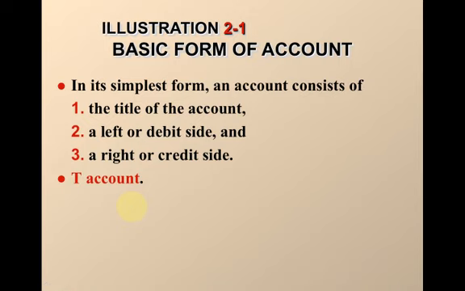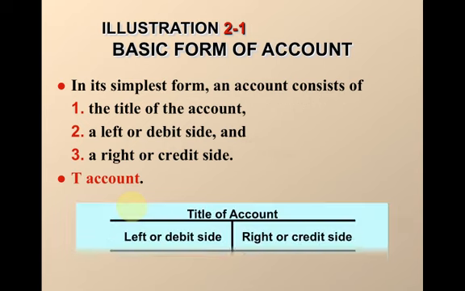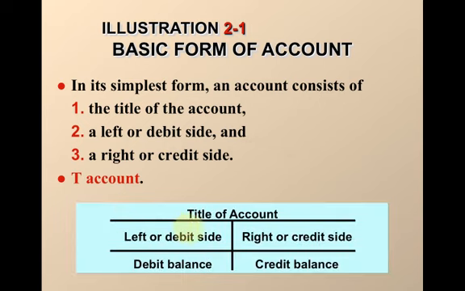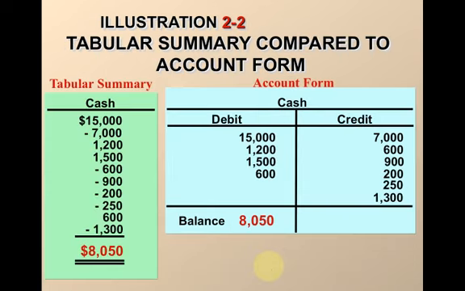In its simplest form, an account consists of a title. Remember our T account? A left or debit side and a right side, and we call this a T account. And this is what it looks like. So here's our title down here. Here's the left or debit side, right or credit side, and if the account's debits are greater than the credits, it has a debit balance, and if the credits are bigger than the debits, it will have a credit balance.